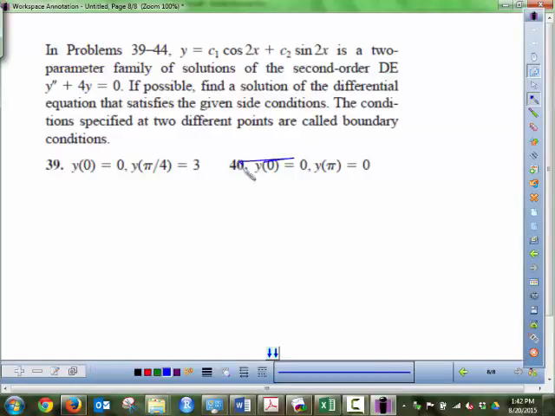So we have a solution to a differential equation. It's a two-parameter solution. y is equal to C1 cosine 2x plus C2 sine 2x. And it's a solution to this differential equation, y double prime plus 4y is equal to 0. If possible, sometimes it's not, find a solution of the differential equation that satisfies the given side conditions, the boundary conditions, basically. The conditions are specified at two points. They're called boundary conditions.